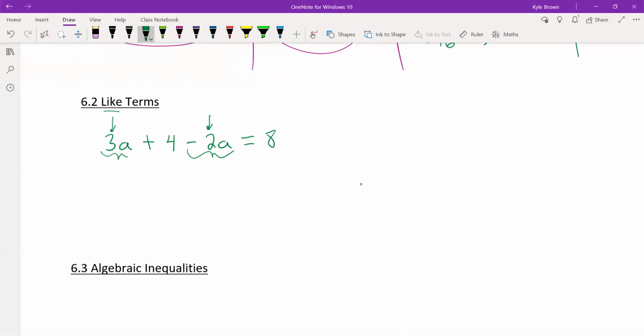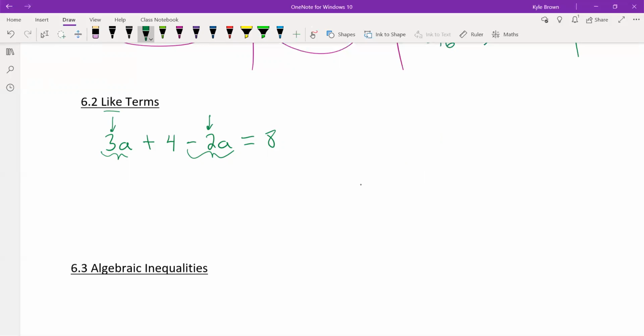So what I mean by that, let's say I had it written separately over here, 3a minus 2a. That's like saying, okay, I have 3 apples and I subtract 2 apples. How many apples do I have left? Well, I would have 1 apple, right? So you can treat it like that. Even though they're not written in the right order, I've got 3a and I've got negative 2a, I can just combine those right now and call that 1a.